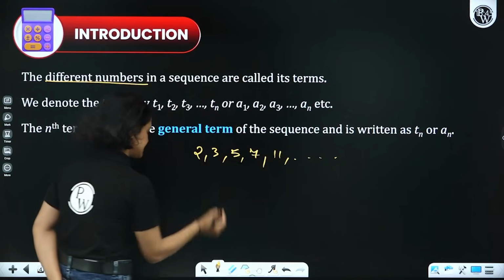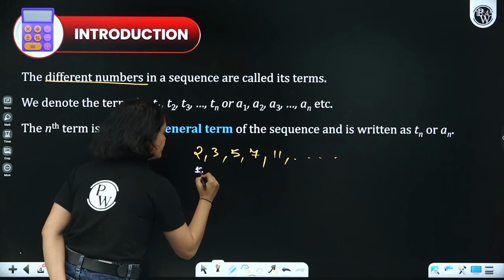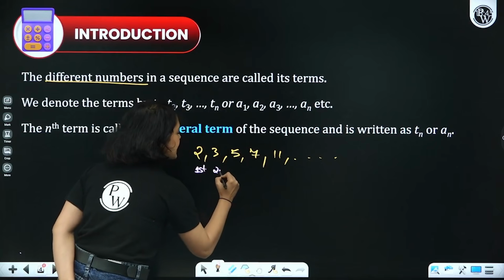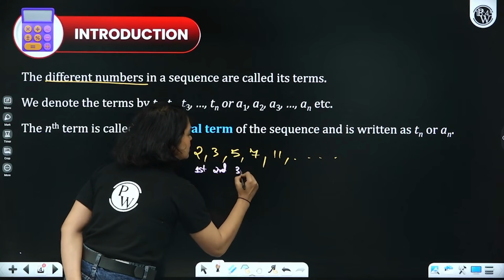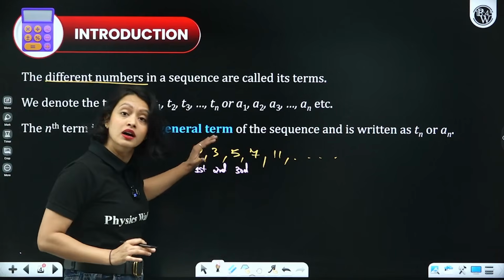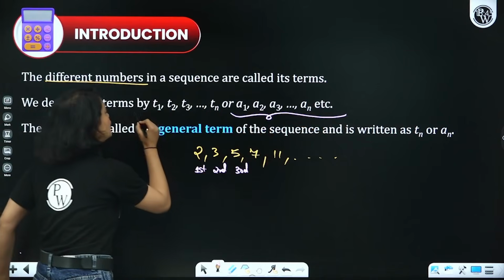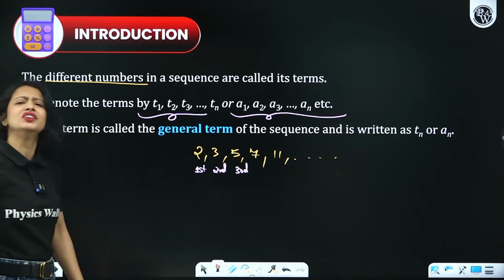So here I'll say that 2 is the first term, right? 3 is the second term. 5 is the third term, right? So how do you denote these terms? You denote these terms by either A1, A2, A3 or T1, T2, T3 and so on, right?